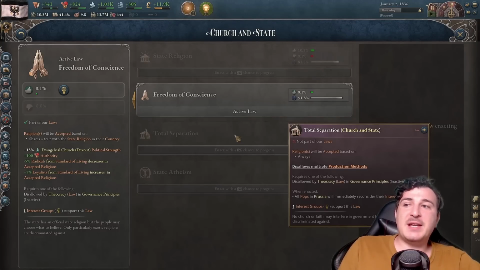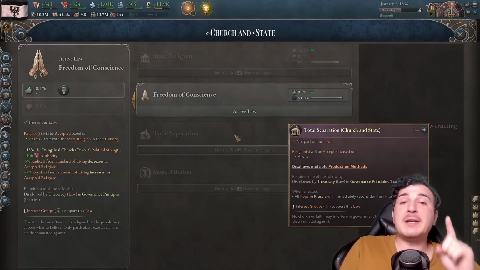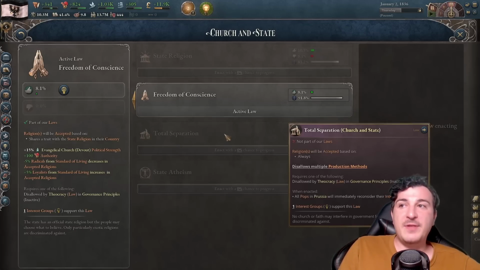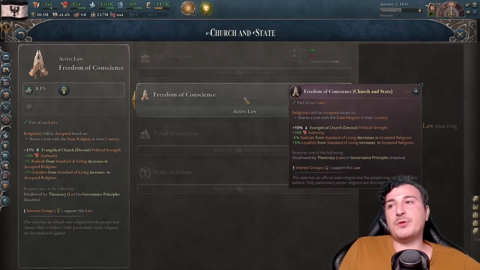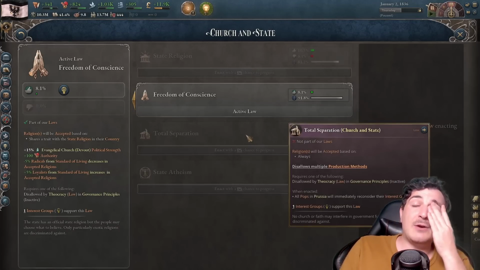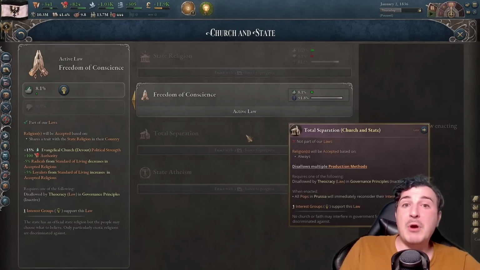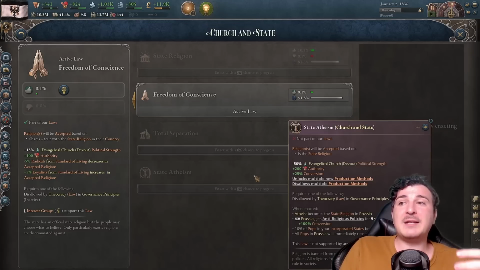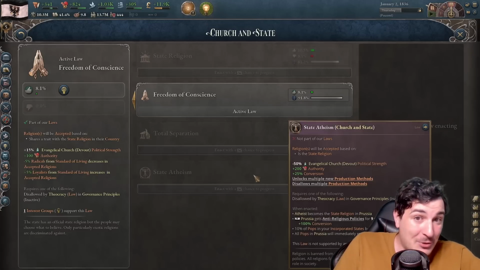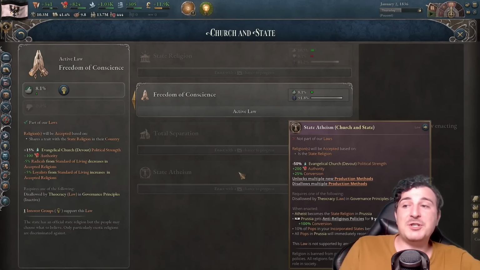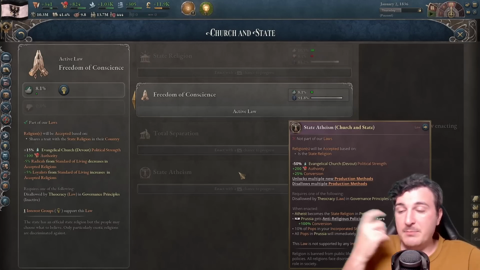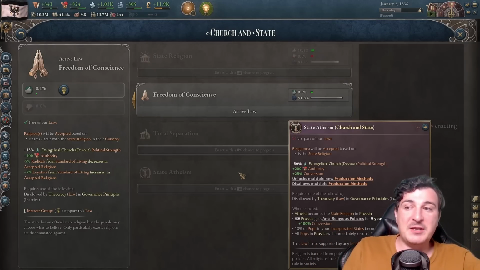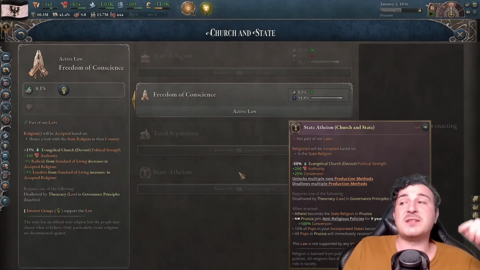Total separation essentially allows every religion to be accepted. Doesn't matter what you are as a religion, you will not get discriminated. And this is by far the best legislation, even though the other ones do come with authority and some other bonuses. This essentially allows significantly more of your population, if you grow in size a lot, to not get discriminated for their religious views. State atheism is basically the same as state religion. The difference is that you do not give political strength to your church, you take it away from the church. Atheism also becomes the state religion and people convert to atheism. You get a bonus to that, and you start with 10% of the population in your incorporated states as atheists the second that you switch to this.